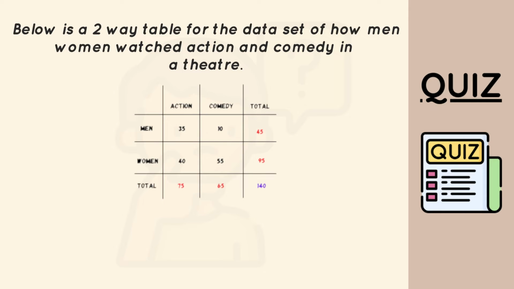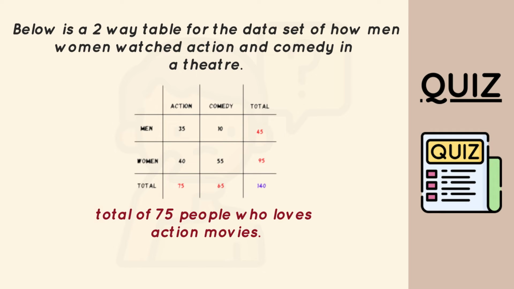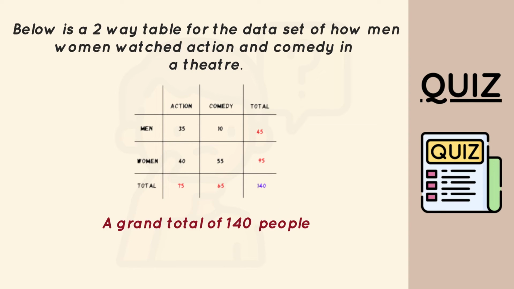We have 35 plus 10, that gives us 45. We have 40 plus 55, that gives us 95. We have 35 plus 40, that gives us 75, and we have 10 plus 55, that gives us 65. So this simply implies that we have a total of 45 men, a total of 95 women, a total of 75 people who love action movies, and a total of 65 people who love comedy movies, and we have a grand total of everyone equal to 140.